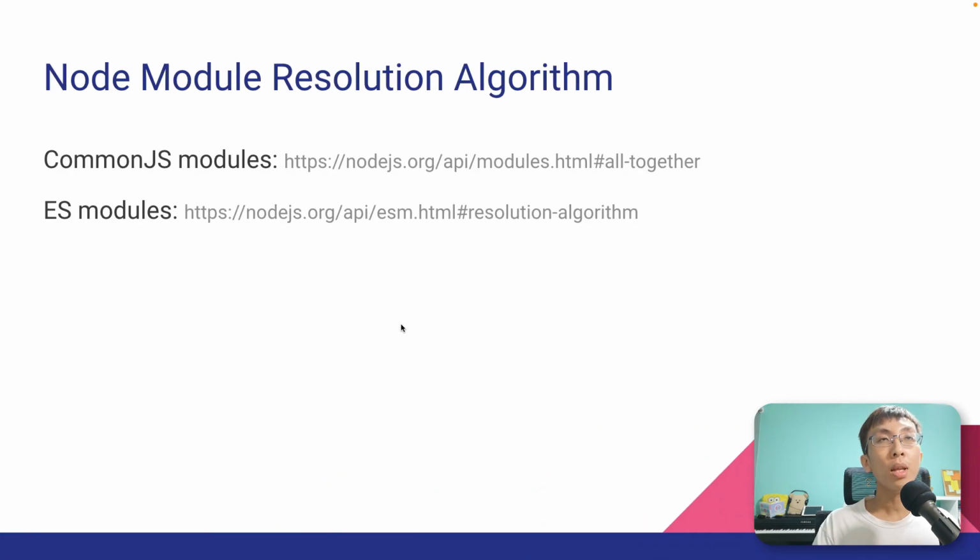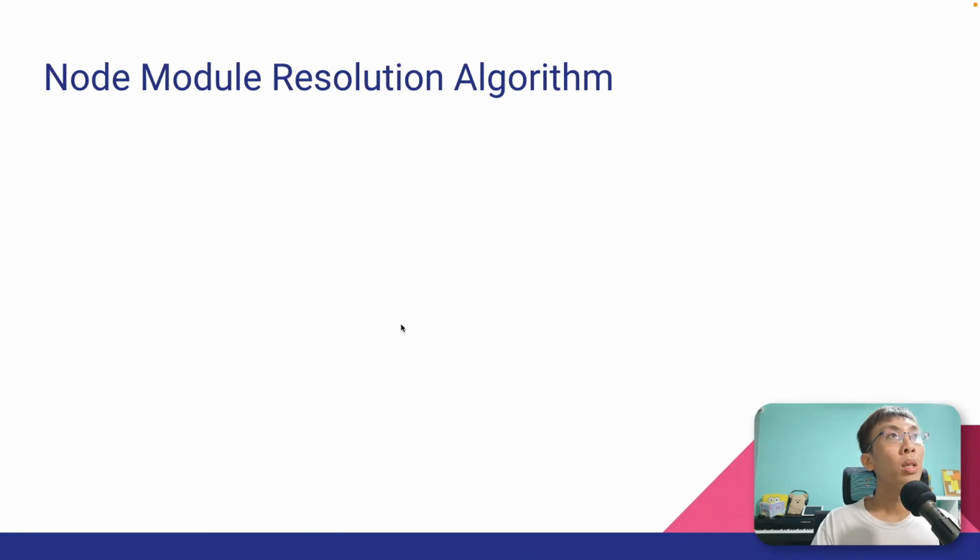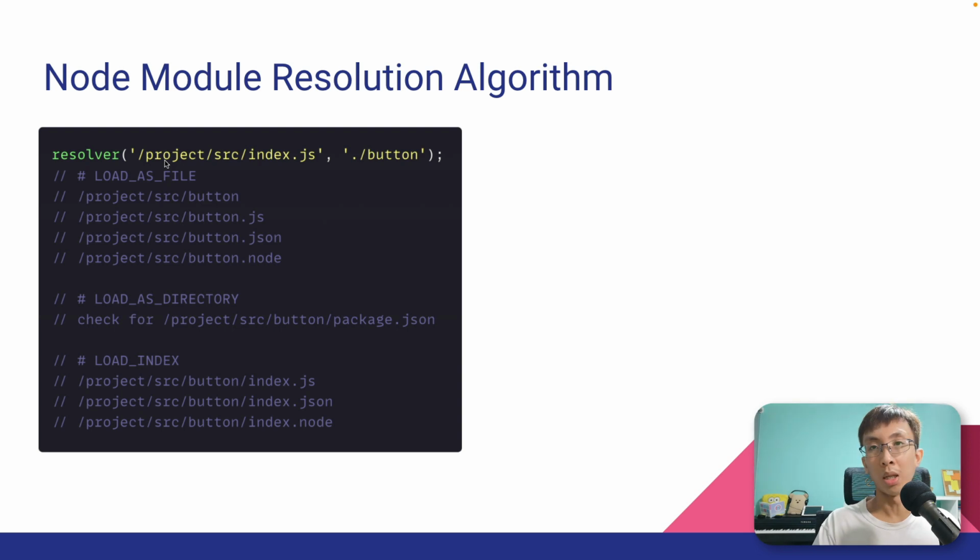So let's come back over here. As a summary, you try to resolve a button from a project source index.js file. It will try to load as file, load as directory, load as index, and it will try to look for files one by one. So here is the list of files that it will try. It will try to load button.js, button.json, button.node.